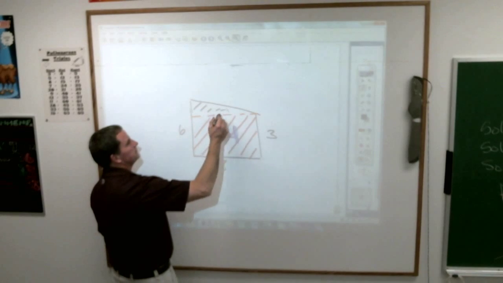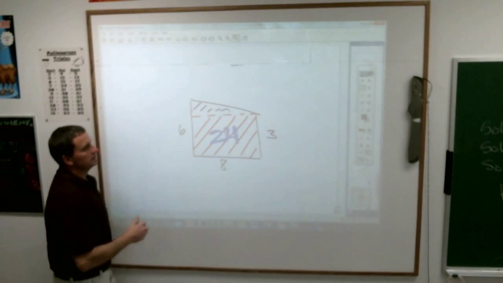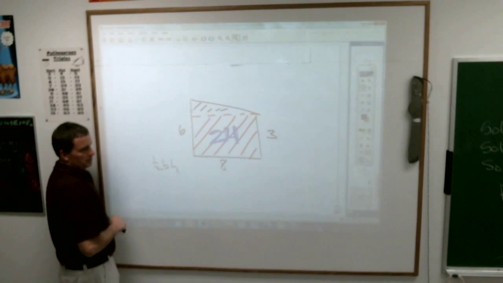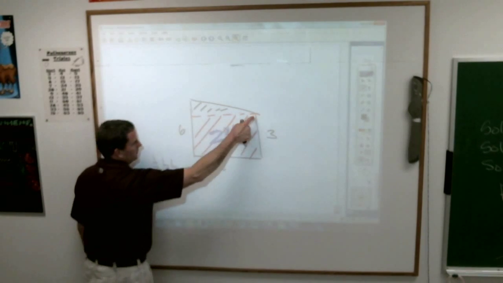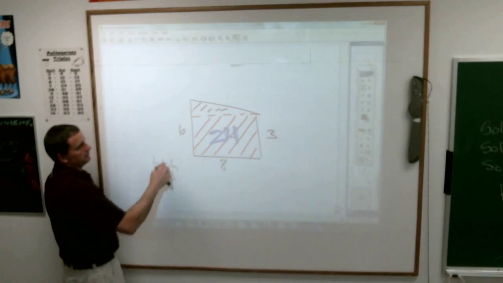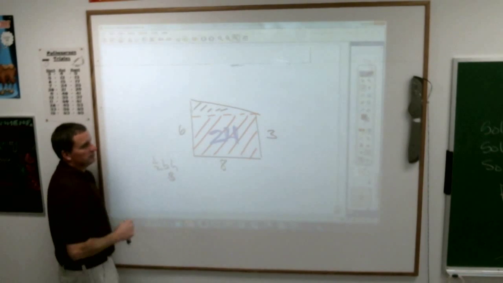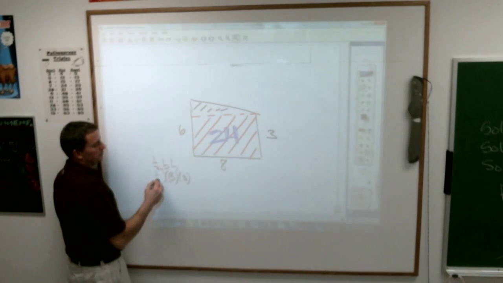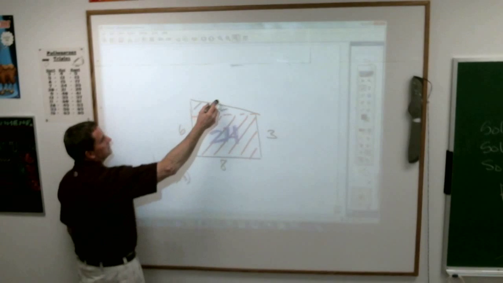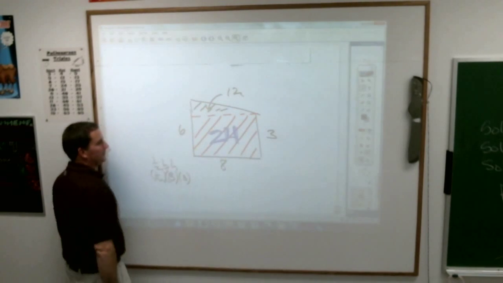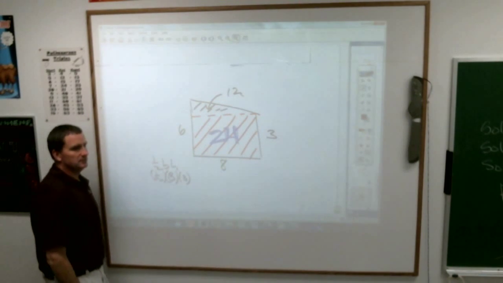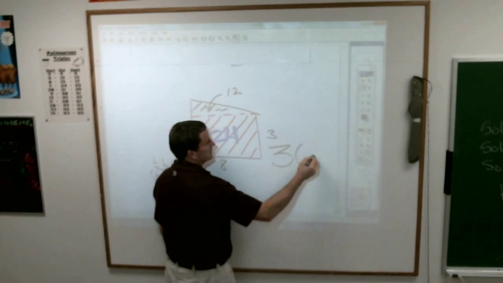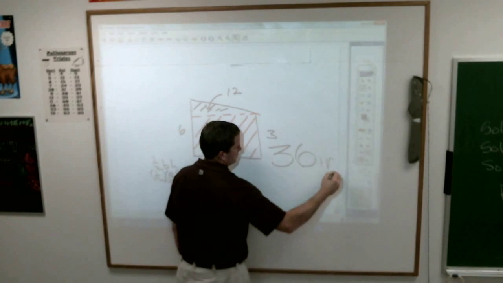Then this one here, what's the area of that triangle? 1/2 base times height. What is the base? What is the height? This distance from here to here is 8. From here to here is, even though my thing's drawn all goofy, it's what? 3. So half of 24 is 12. So my whole shape is 36 inches. 36 inches.